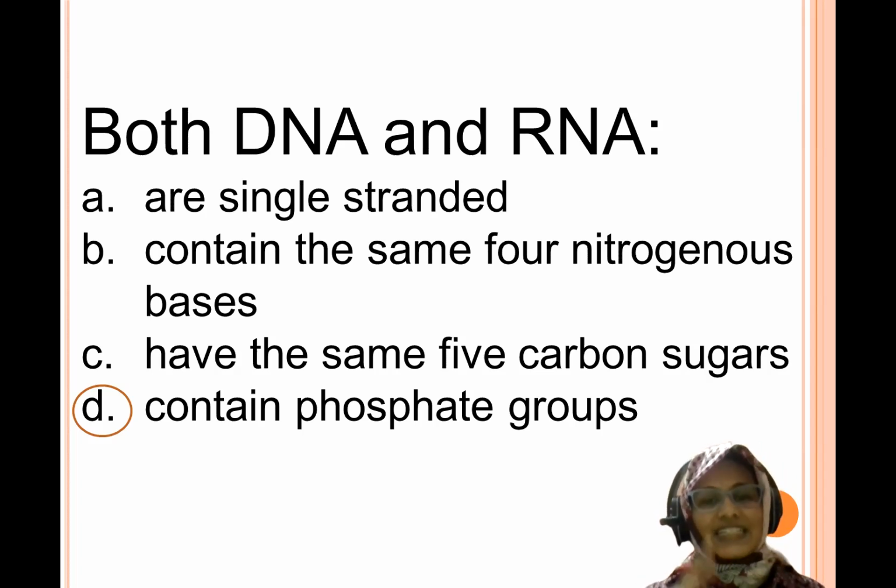Yes, D is the correct one, because they contain a phosphate and sugar, but they don't have the same carbon atoms. DNA has a 5-carbon sugar and RNA has a 6-carbon sugar. And the nitrogenous bases are different. In RNA, in place of thymine, uracil is used.